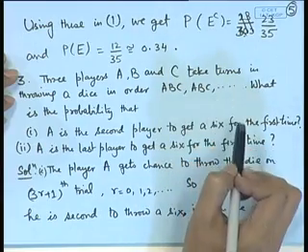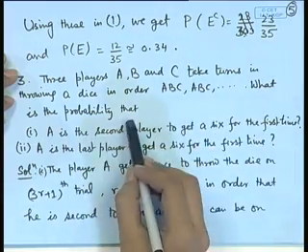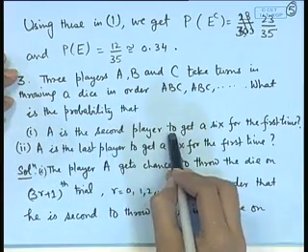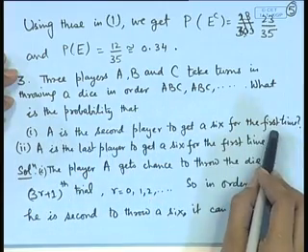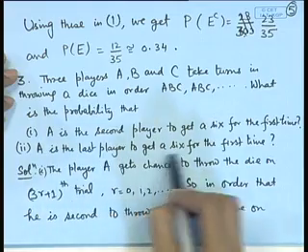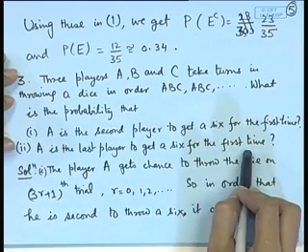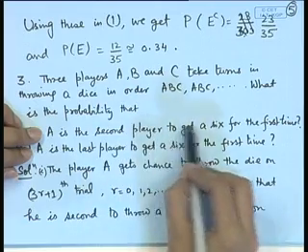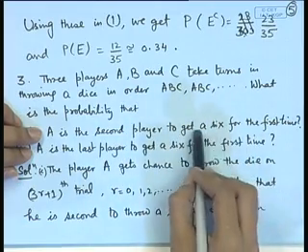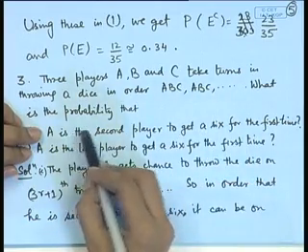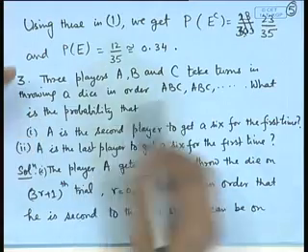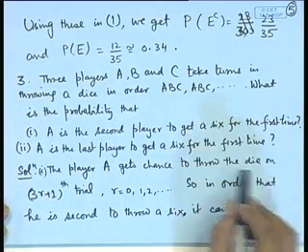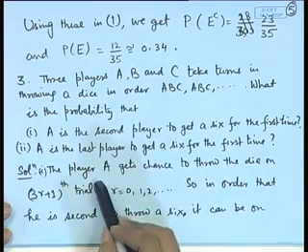In this particular random experiment, we are interested to find out the probability that A is the second player to get a 6 for the first time or A is the last player to get a 6 for the first time. What is the interpretation of the first event? A is the second player to get a 6 for the first time. That means, either B or C gets a 6 before A in this sequence of trials. So, we analyze this event.